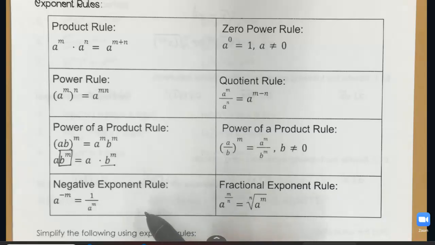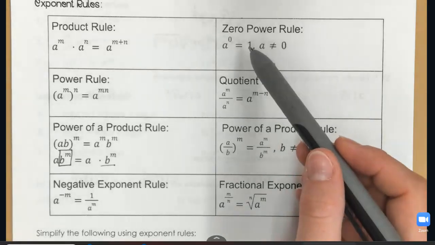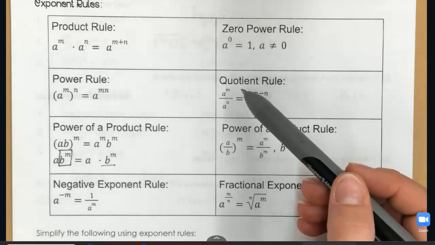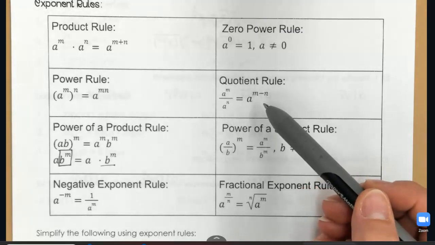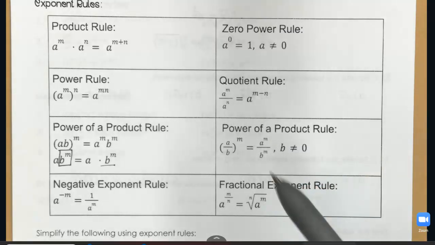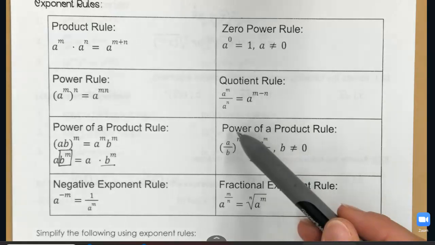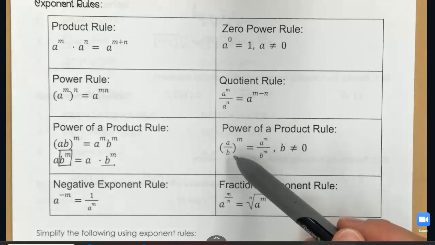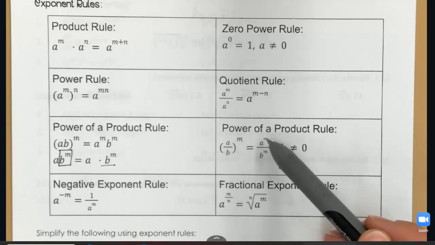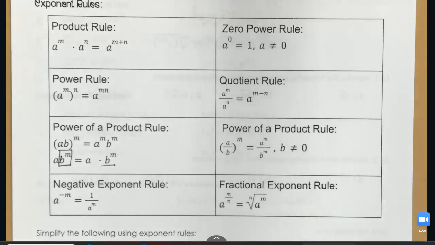Negative exponents, this just means you're on the wrong side of your fraction, so you would move to your numerator or denominator. Zero power rule, anything to the zero power is 1. Quotient rule, when you're dividing like terms, you can subtract their exponents. And then power of a product rule, again, if you had that fraction in parentheses with your exponent, that would tell you that it applies to your numerator and your denominator.